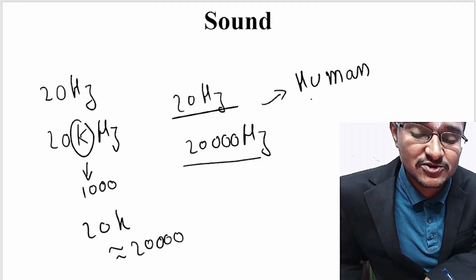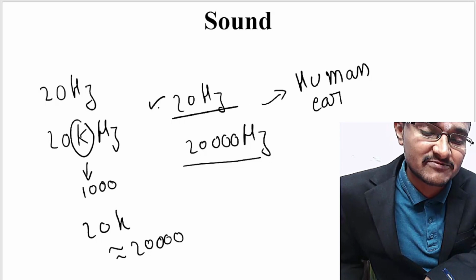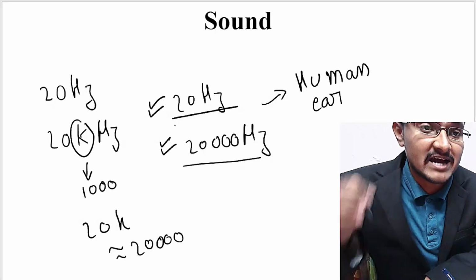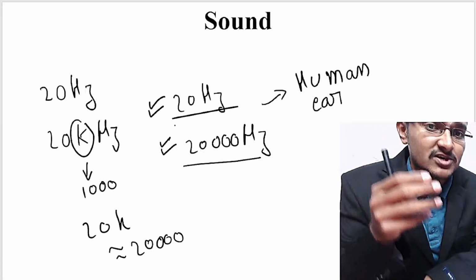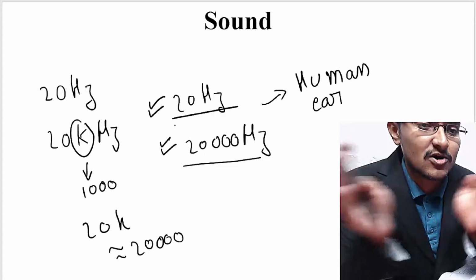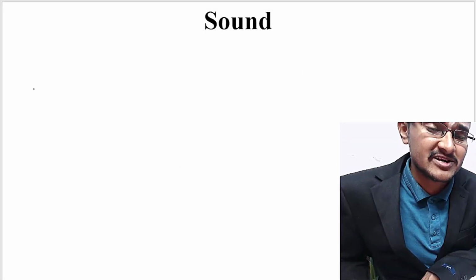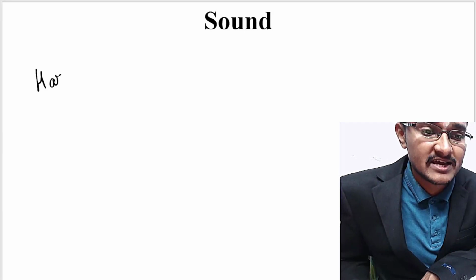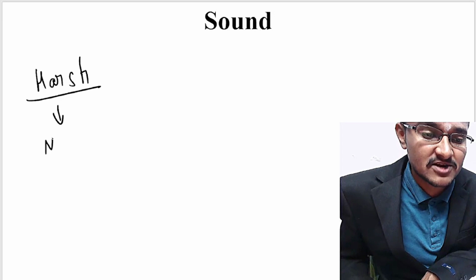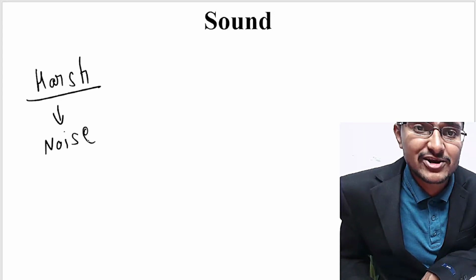The range of listening to a particular sound is measured through the frequency of that sound wave. So it should be in between 20 hertz and 20,000 hertz. That means the vibration of that sound should be 20 times per second or 20,000 times per second or in between that. Now coming to the harshness of sound, if a sound is very harsh to hear, then we call that kind of sound noise.